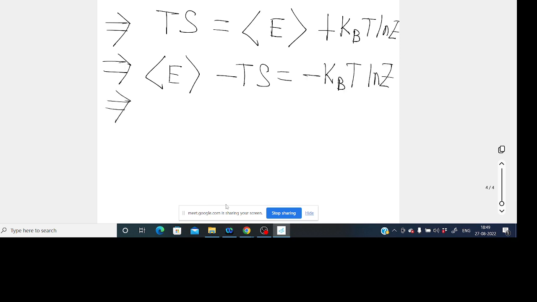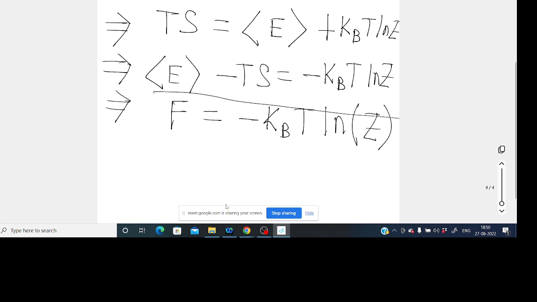Now what is this? Internal energy minus T into S, where S is entropy and T is temperature. This is called Helmholtz free energy, as I have defined in the first class. So F equal to minus KBT log Z. So we have also derived this expression. Any question or doubt here?